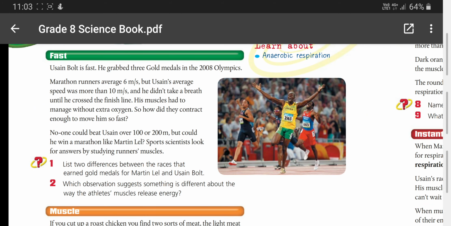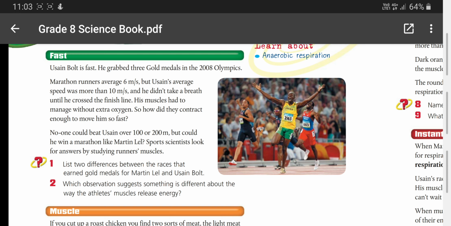You can find here that he first speaks about someone named Usain Bolt, who made a huge difference in the Olympics in 2008. He said that most marathon runners take an average speed of 6 meters per second, but Usain's average speed was better than them, more than 10 meters per second. He didn't take a breath until he crossed the finish line. His muscles had to manage without extra oxygen.